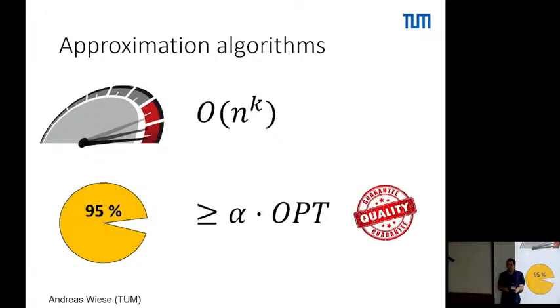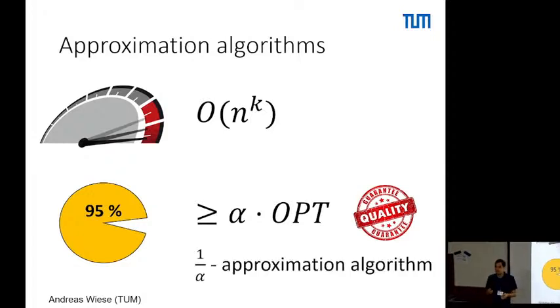And I would like to insist that this has to be a worst case guarantee. So it has to be true for any possible input instance, not just for some or many of them, but really for every possible instance. And if we have such a guarantee of alpha, we say that this is a 1 divided by alpha approximation algorithm. So for example, if you have a guarantee of 50%, then this would be a 2 approximation.